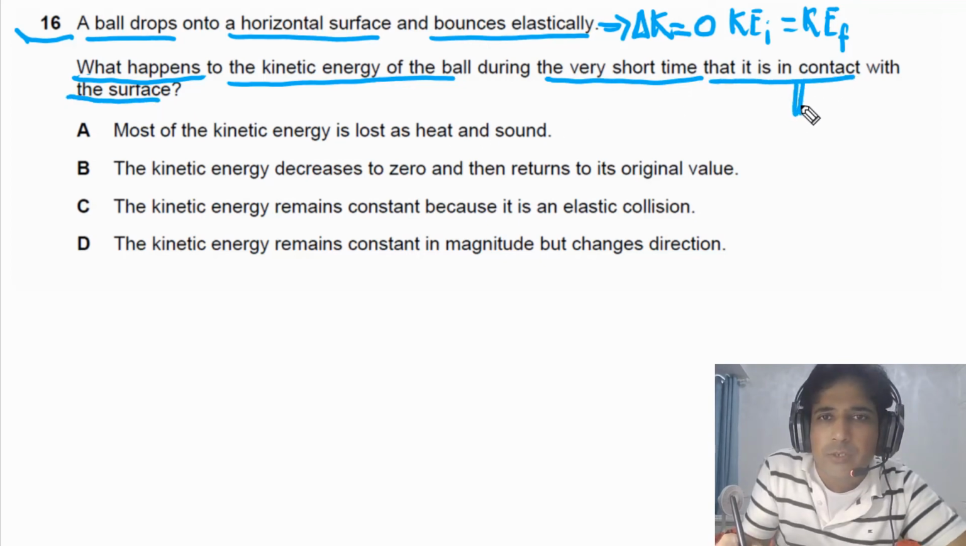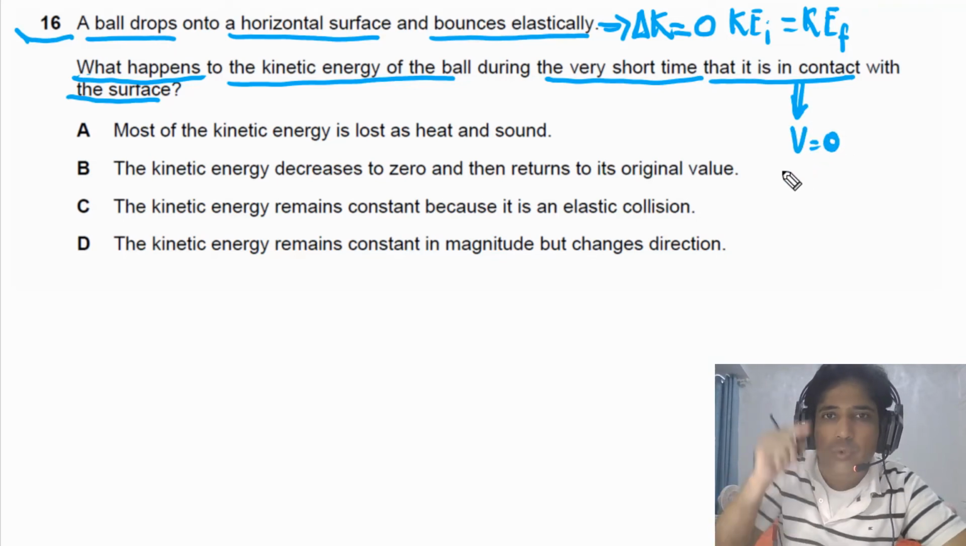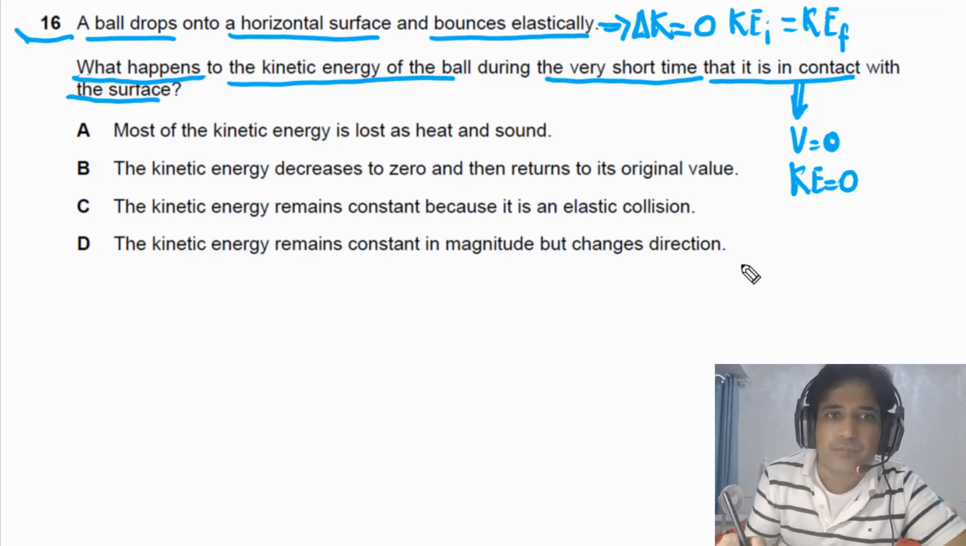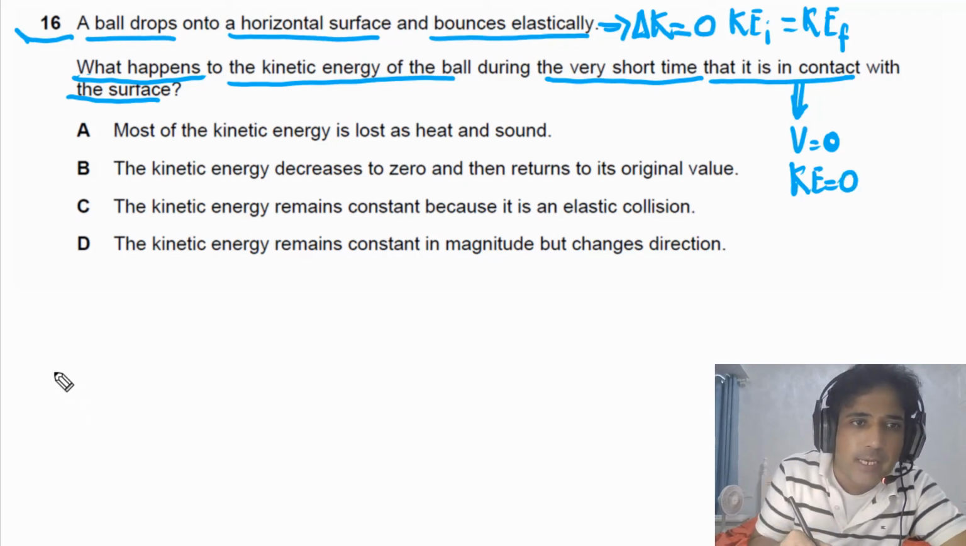When the ball is in contact with the surface, the speed of the ball is zero. Speed of the ball is zero means the ball has no speed. As the speed of the ball is zero, it simply means that the kinetic energy of the ball is also zero. Now we need to find out what actually is happening.